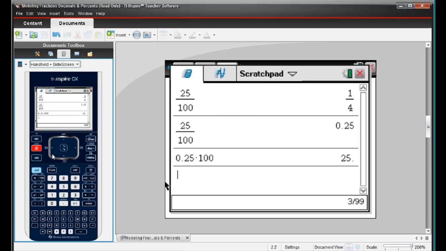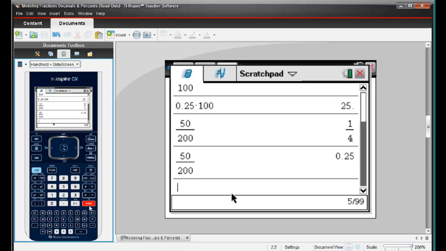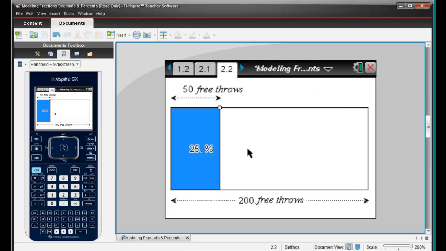And we can confirm this in the scratch pad. 50 divided by 200. Remember, it likes to reduce. But to get that decimal equivalent, Control Enter, and we're still at 25%. And that area model helps reinforce that because they actually see that you could fit 4 of these blue rectangles into this larger rectangle representing the total number of free throws.